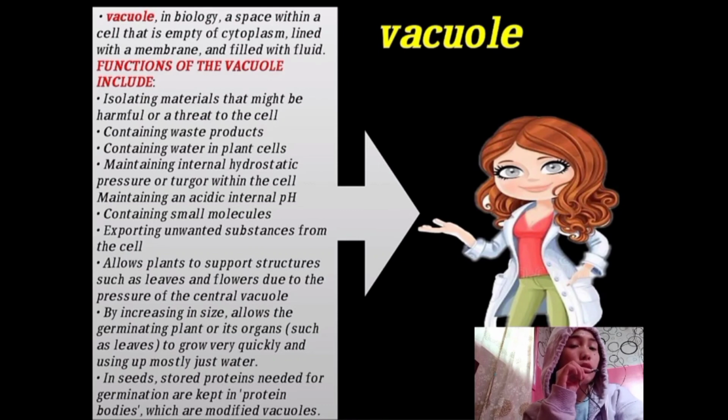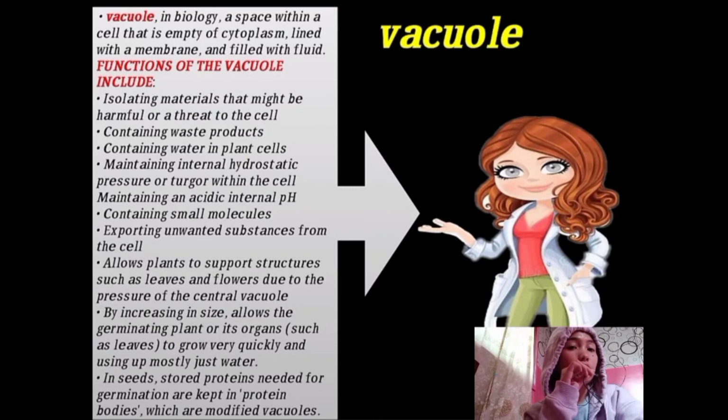So, let's proceed to the functions of the vacuole. First is isolating materials that might be harmful or a threat to the cell. It helps to isolate harmful chemicals that may affect the cell. The next one is containing waste products. It contains waste products, and the next is containing water in plant cells.